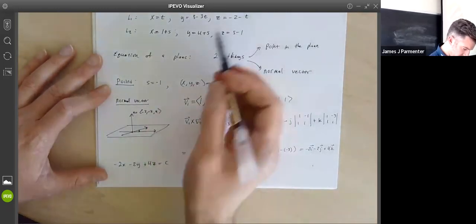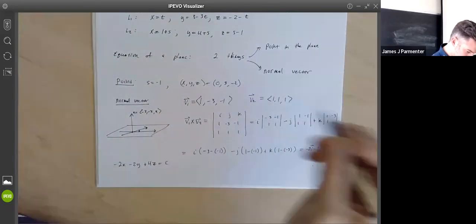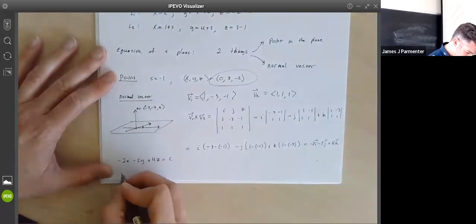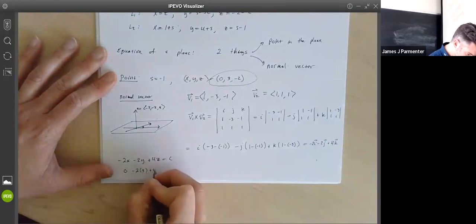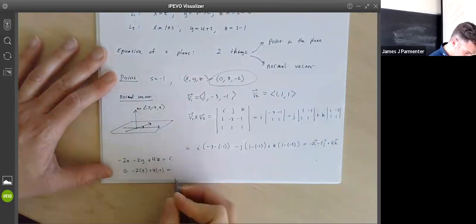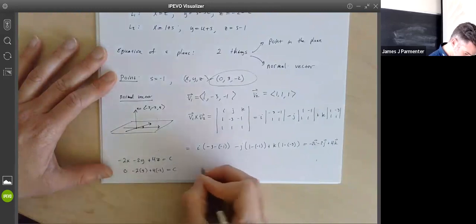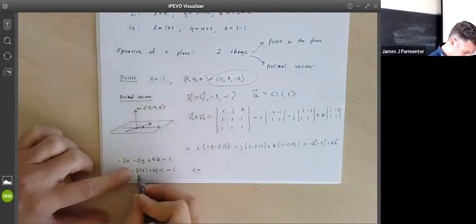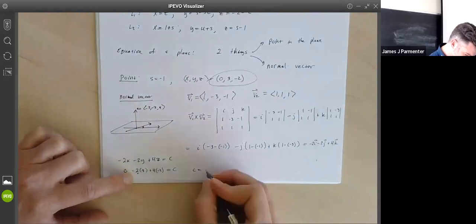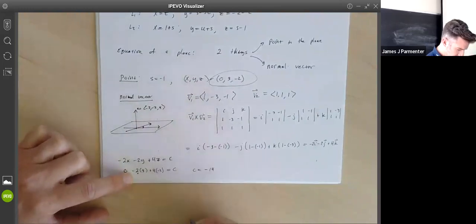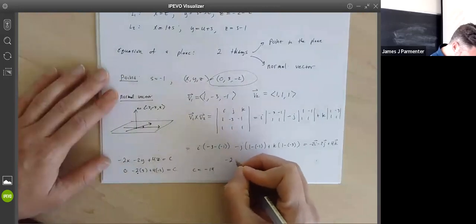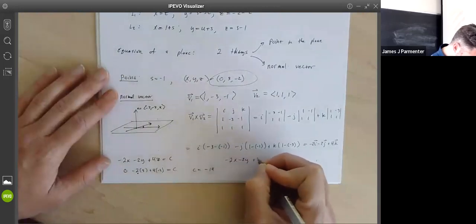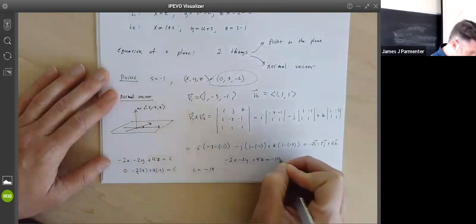Where's my point? I forgot where it was. Somewhere I lost it. It's right there. Plug in your point. So 0 minus 2 times 3 plus 4 times -2 equals my constant. So my constant is going to equal, what is it, -6 minus 8, so -14. And then finally, simplify this and write it as -2x minus 2y plus 4z equal to -14.